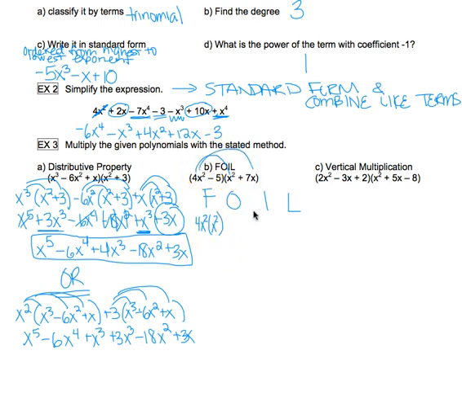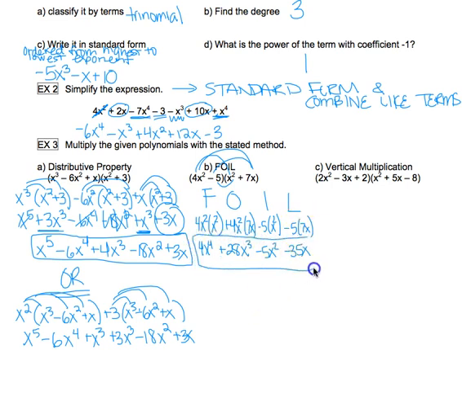And then outsides, I would have 4x squared times 7x. Insides, I would have negative 5 times x squared. And then lasts, negative 5 times 7x. So that would give me 4x to the fourth. And then here I would get 28x cubed minus 5x squared minus 35x. And in this case, I don't have any like terms to combine, so that would be my answer.